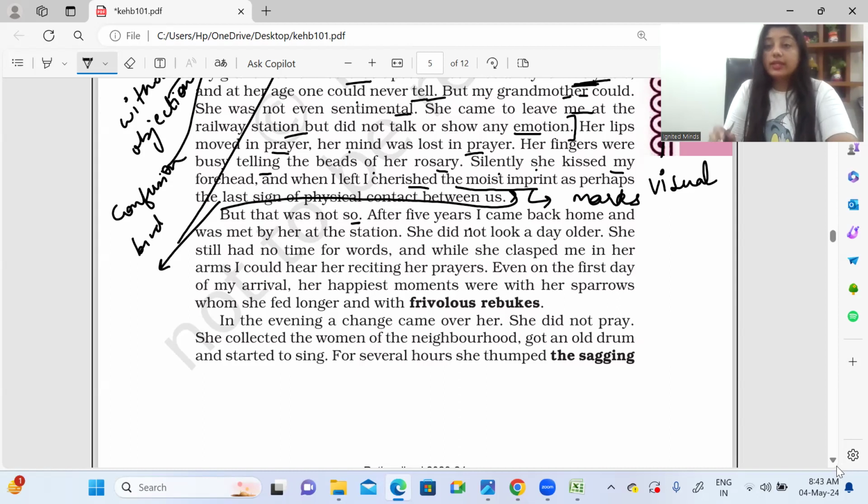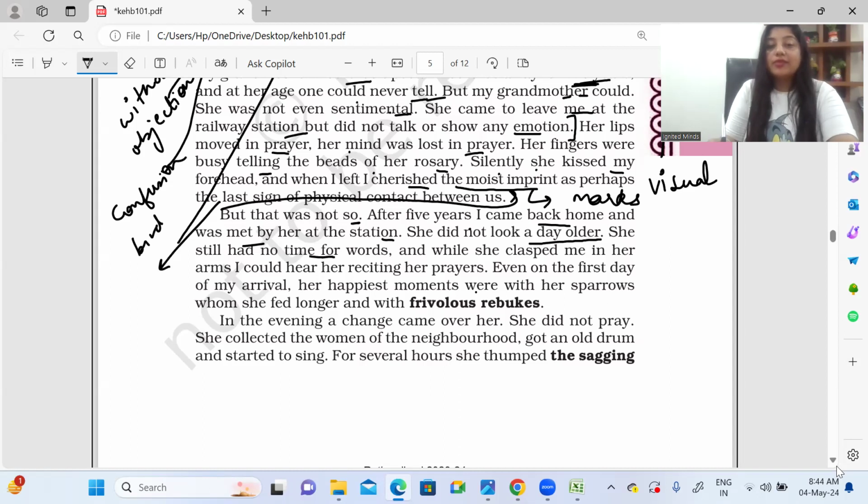But that was not so. But luckily, it did not happen. After 5 years, I came back home and was met by her at the station. Again, when he came back after 5 years, the grandmother was there to greet him at the station. She did not look a day older. Like I told you in the starting of the chapter, also, she did not have much change.